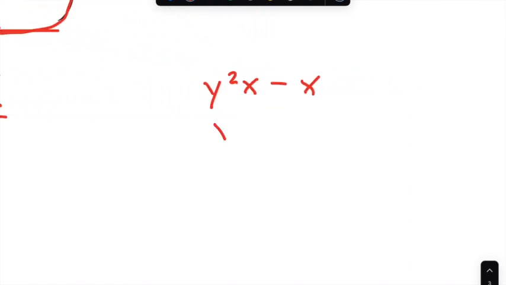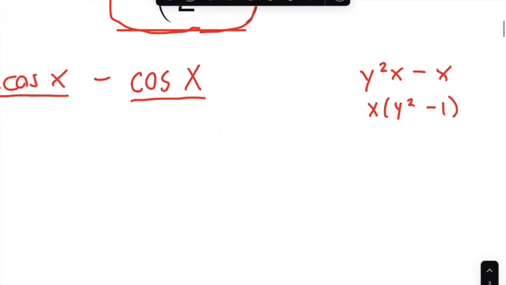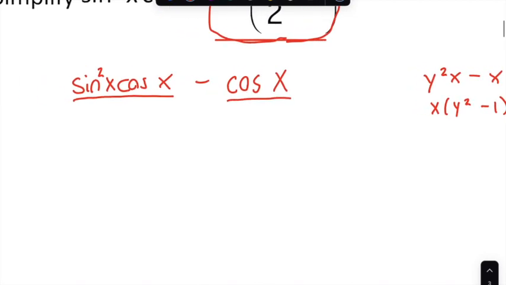They both have an x. You could factor out an x just like that right there. So what I'm going to do is kind of the same thing here. I'm going to factor. That's the big step here. We're going to factor out a cosine of x. I'm factoring out cosine x because they both have a cosine.